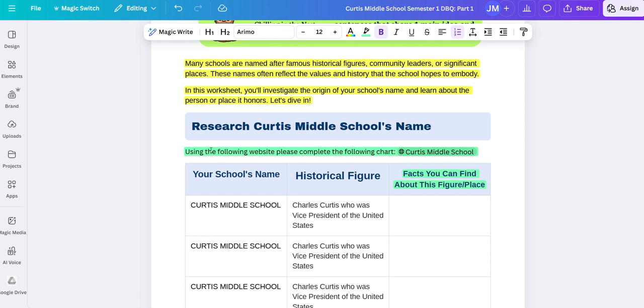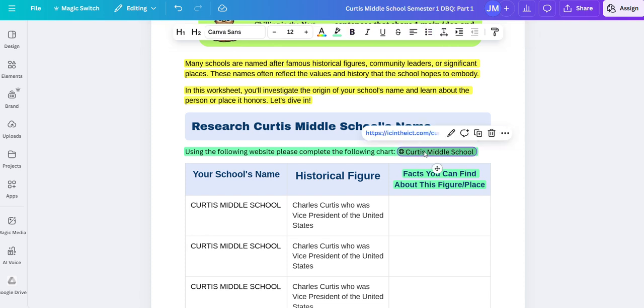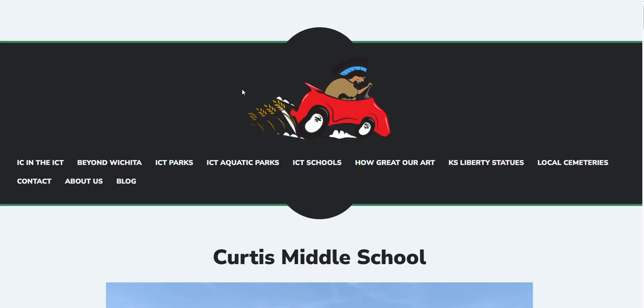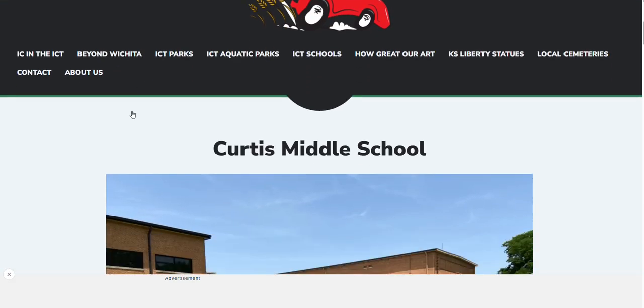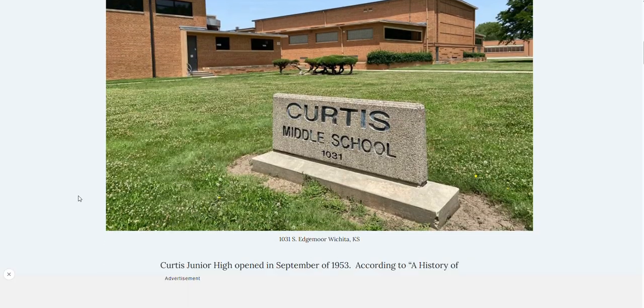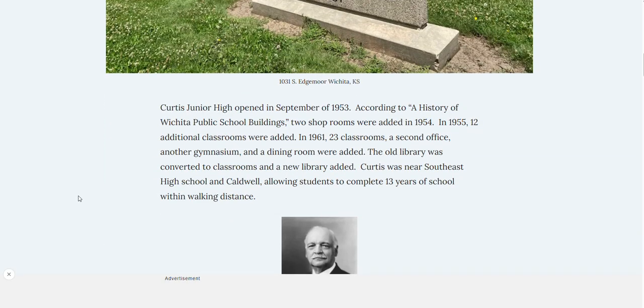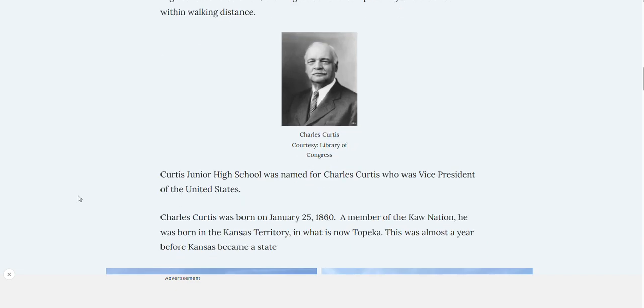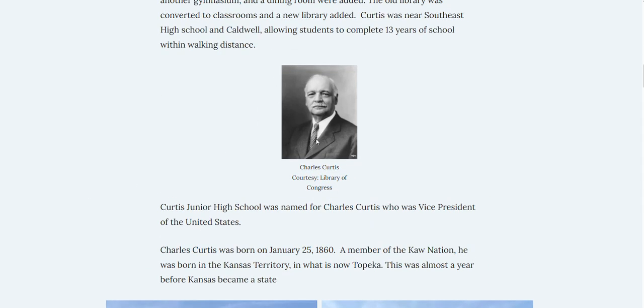So when you see yellow, you know you're going to have to fill something out or you're going to have to click on something. So it says, using the following website, please complete the following chart. Click on this link and it's going to open up another web page. It's a web page that includes history over Curtis Middle School. You're going to go down it, read some of it, look at some pictures, find out, hey, who's this guy? It says Curtis Junior High School was named for Charles Curtis, who was Vice President of the United States.